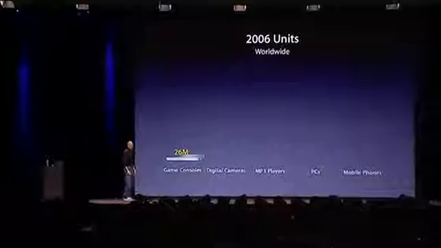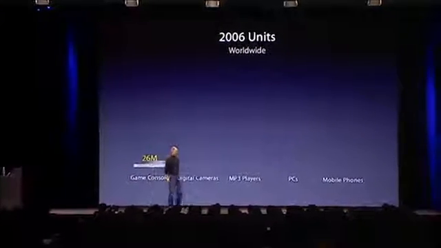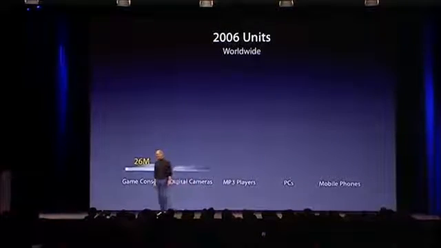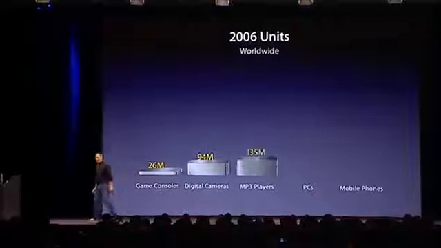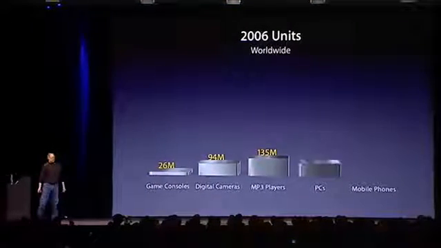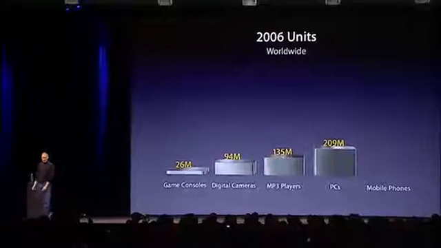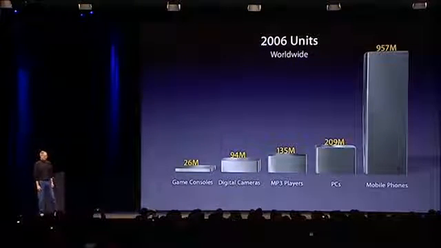Maybe they're going to have to click them for me. So game consoles: 26 million game consoles were sold in 2006 worldwide. Actually, a little smaller than you'd think. It's not such a big market. Digital cameras dwarfed it at 94 million. MP3 players, 135 million. And PCs, about 209. Mobile phones, just about 1 billion last year worldwide.